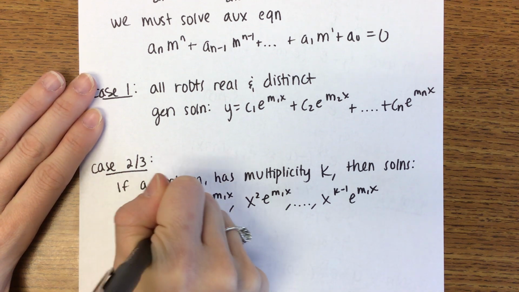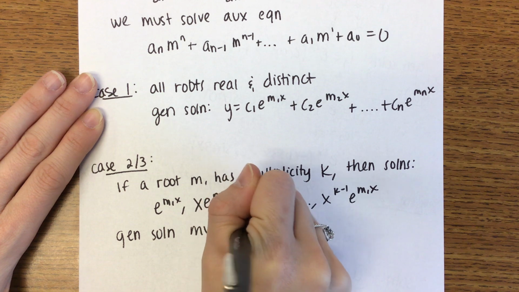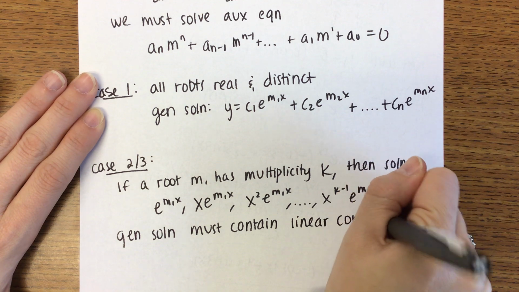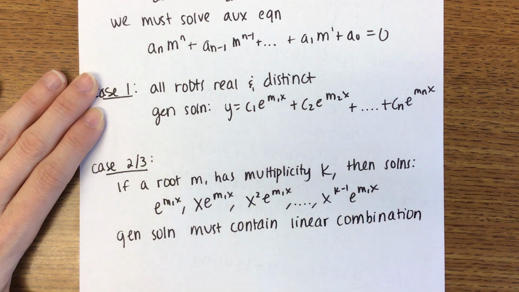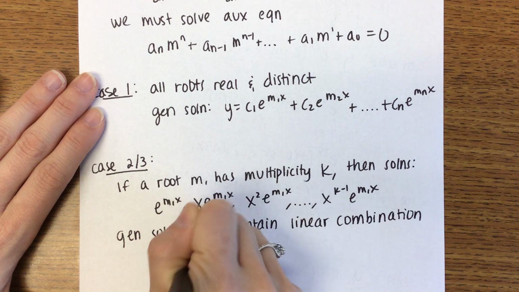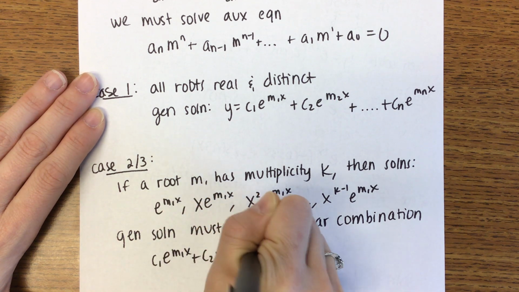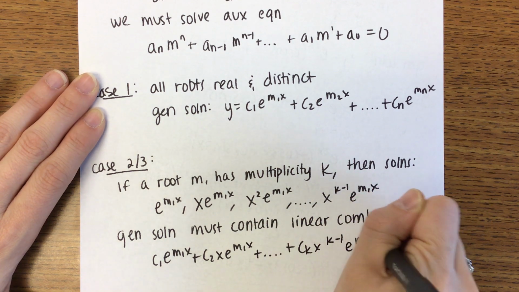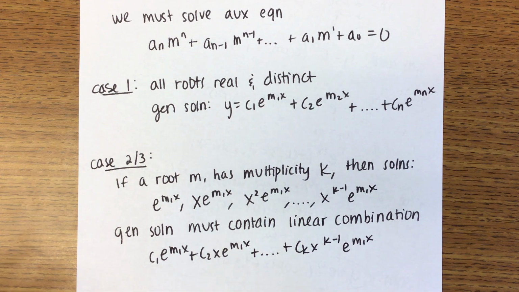Your general solution then must contain a linear combination of those above solutions. So we'll have C1 e to the m1x plus C2 x e to the m1x all the way up to Ck x to the k minus 1 e to the m1x. That's not your whole general solution. Your general solution will contain that in addition to whatever other solutions there are.